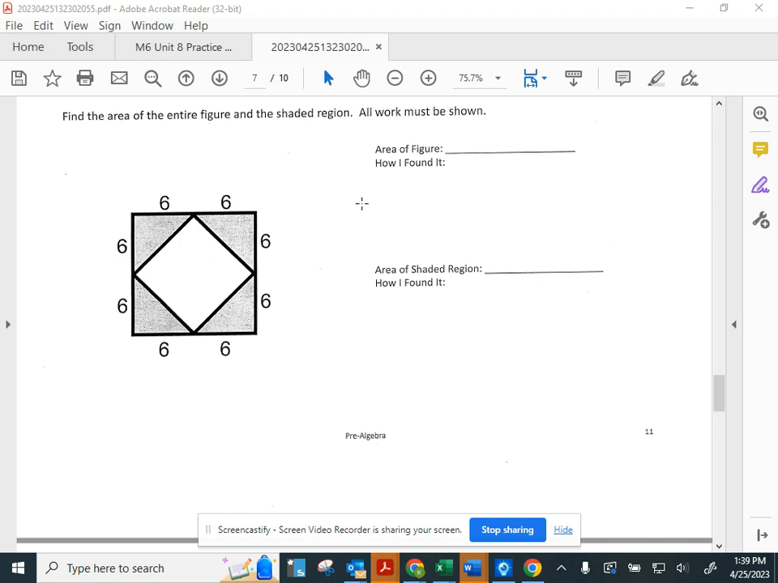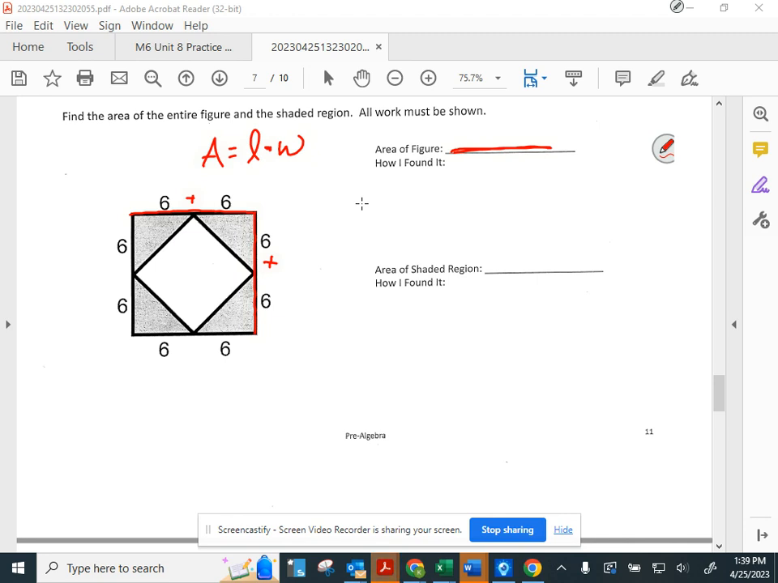Next page, we have the area of the entire figure and the shaded region. We need to find those areas. All work must be shown, so show how you found it. To find the area of the figure, we want the full side times the full side, so you have to add your sides to find the full area. Remember, the area of the square is the length times the width.